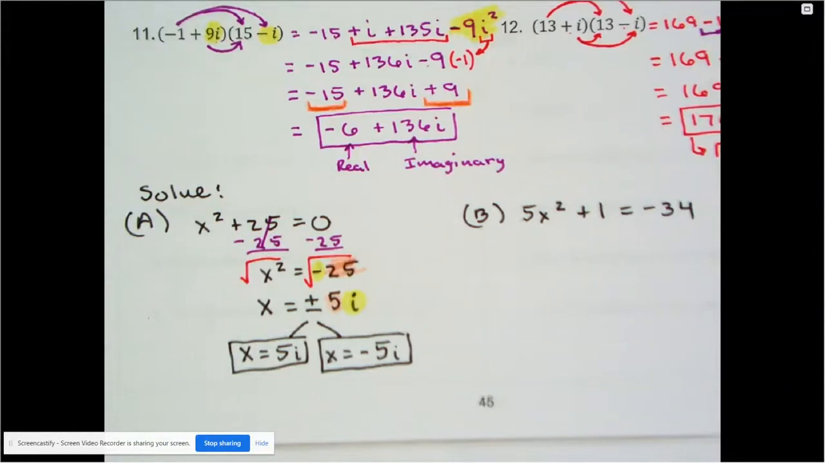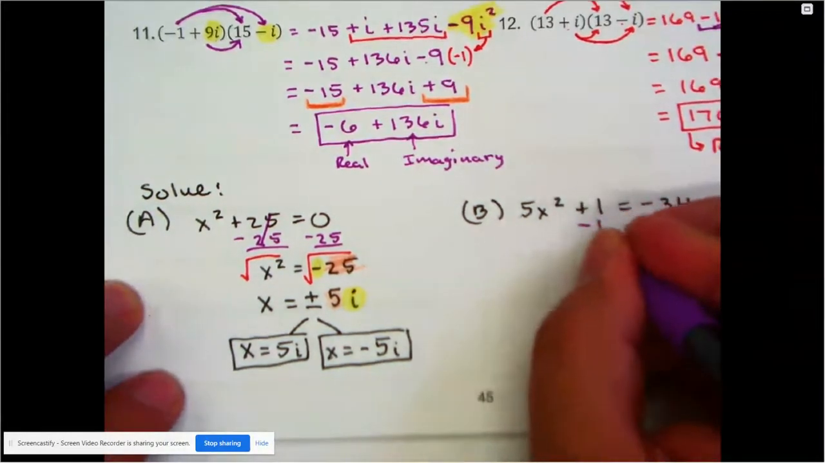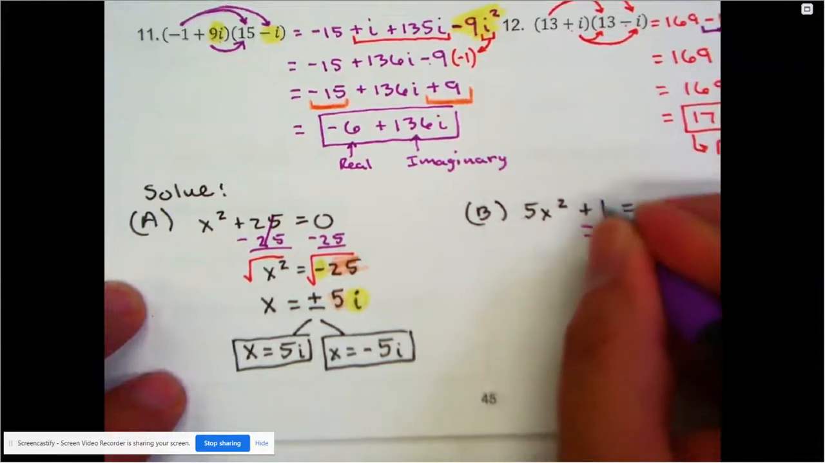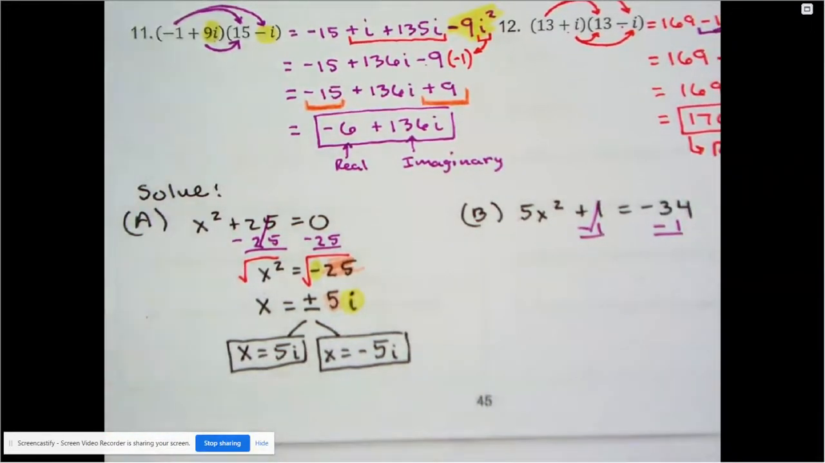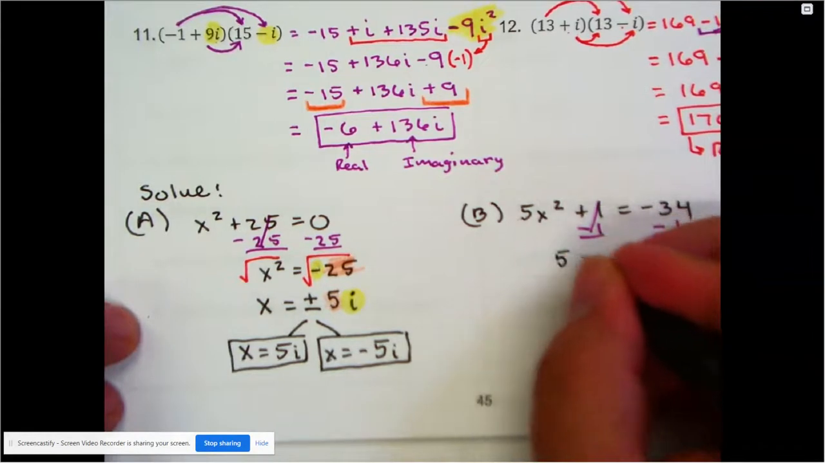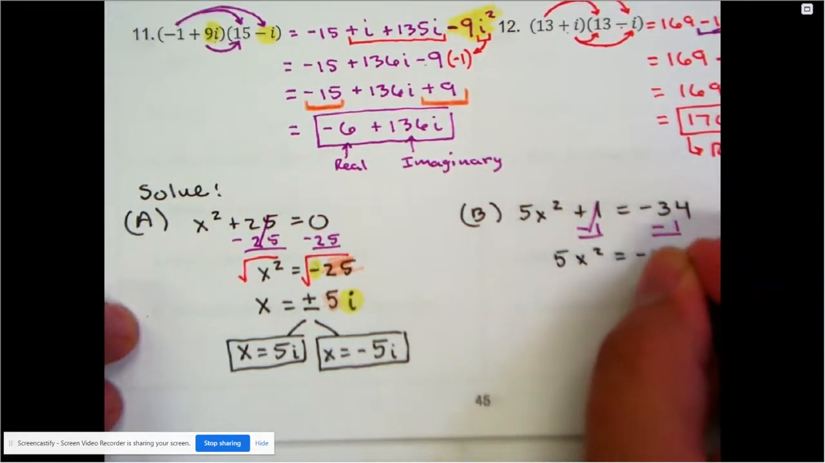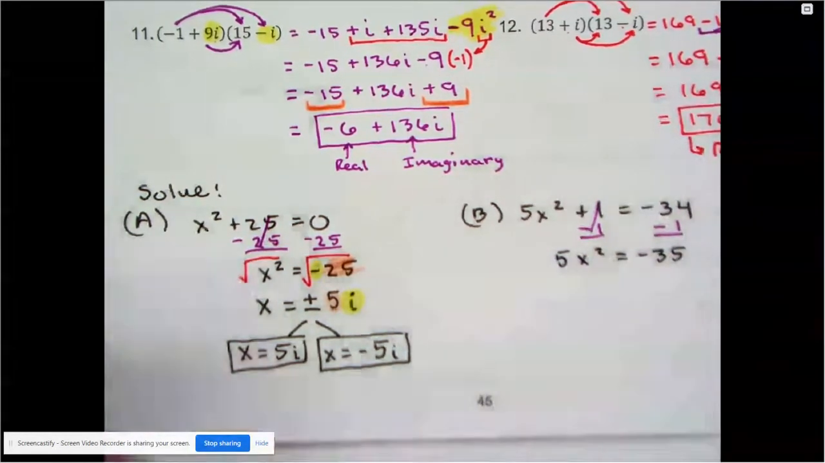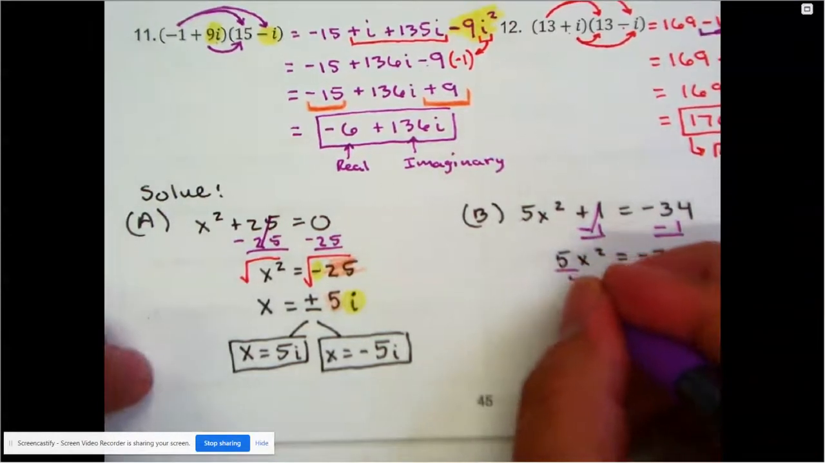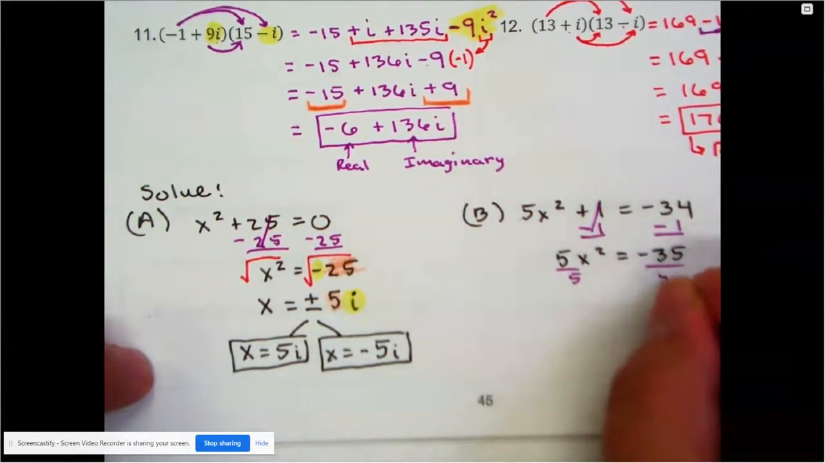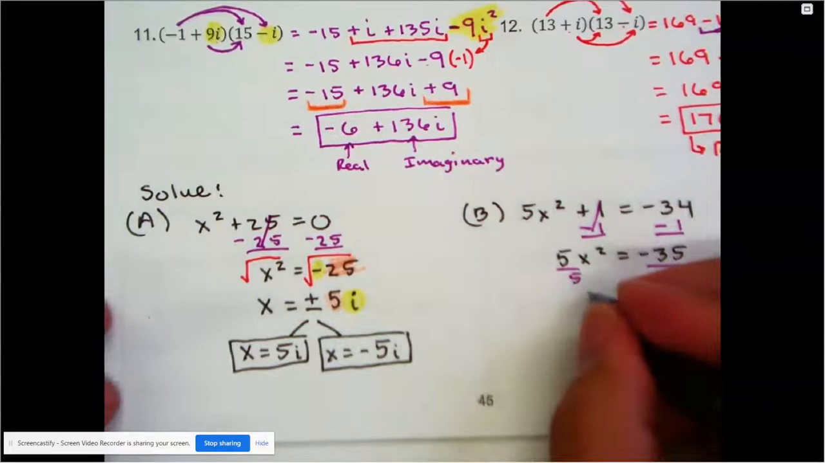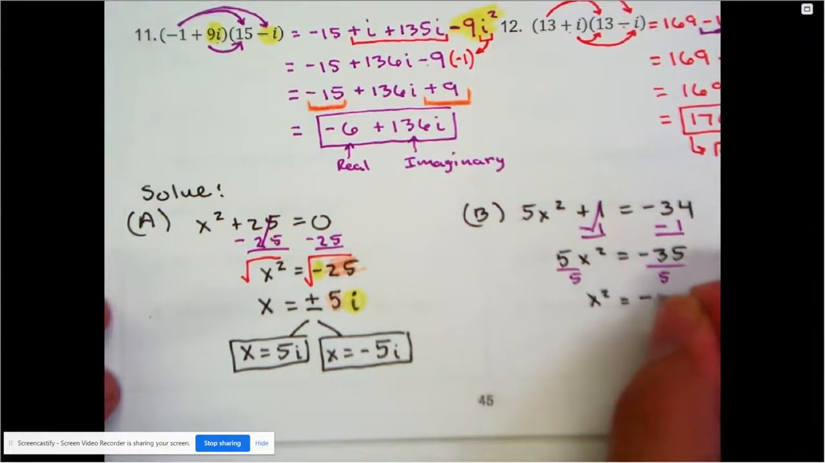All right, last one of the day. Here we go. I'm going to subtract the 1 because my goal is to isolate that x squared, leaving me with 5x squared is equal to negative 35. I'll divide everything by 5. I'm trying to isolate that x squared. So x squared is equal to negative 7.